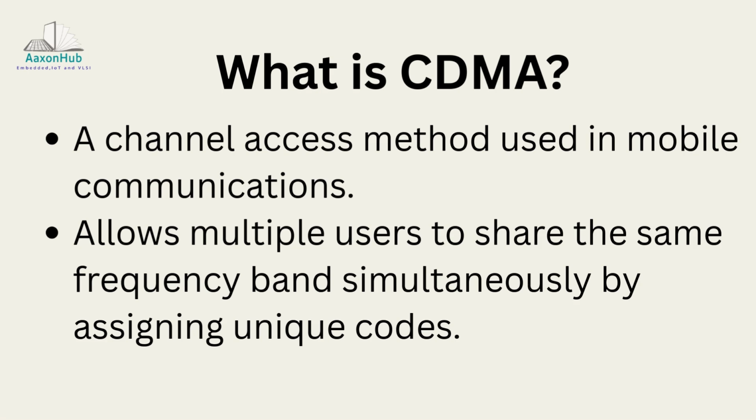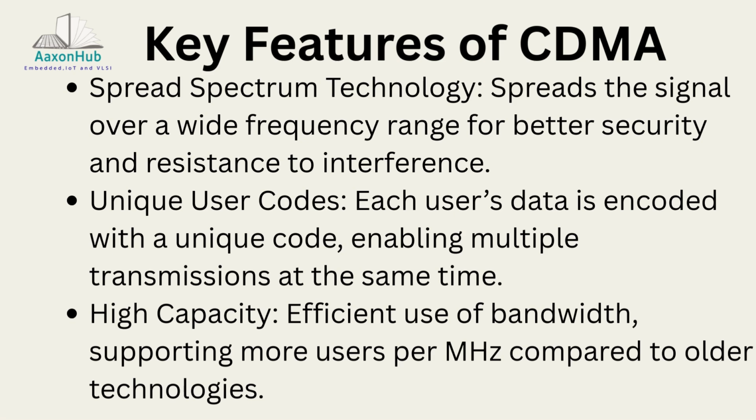Hey everyone, let me help you explain the operation of code division multiple access, which is nothing but CDMA. CDMA is a channel access method that allows multiple users to share the same frequency band simultaneously using unique spreading codes. Let me break down the basic principle behind CDMA: each user is assigned a unique code sequence, also called a spreading code. Data is spread across a wide frequency band, and multiple users can transmit simultaneously on the same frequency.